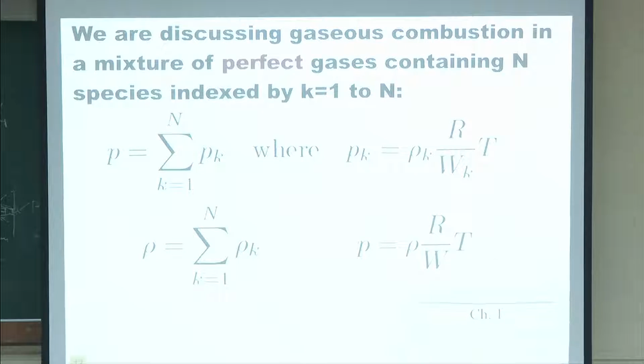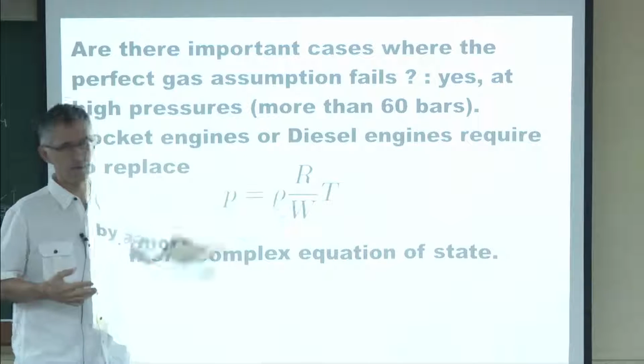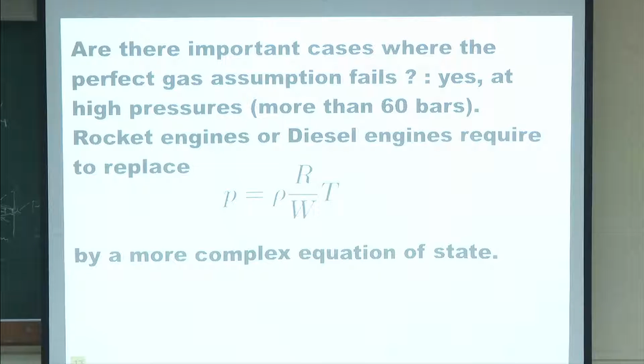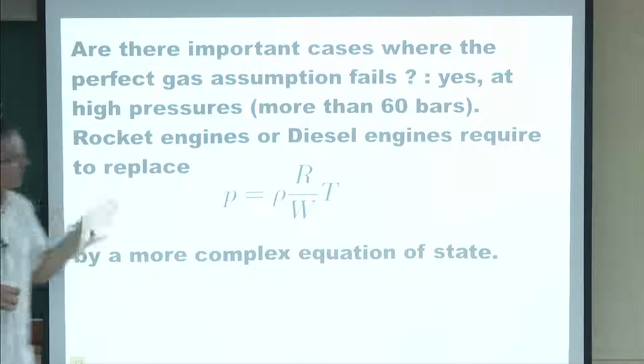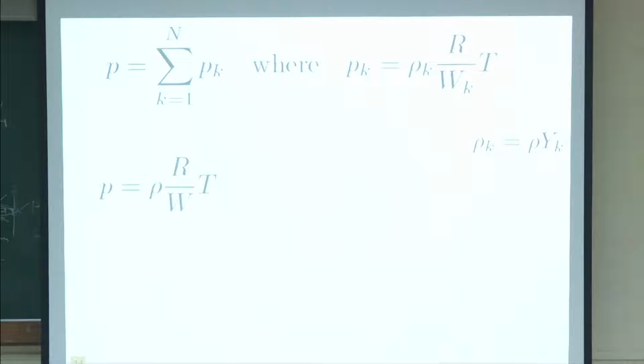I open here a small parenthesis. In combustion, there are a few cases, not many, where the perfect gas assumption fails. One example, a famous one, is rocket engines. Diesel engines are going there too. If the pressure is very large, let's say more than 60, 80 bars, then the state equation, P equals rho RT over W, has to be replaced by a much more complex equation, a cubic equation typically. But I must say it's about 1% of the applications. So we will stick to the cases where we have only perfect gases. As I said, I'm closing the parenthesis now.